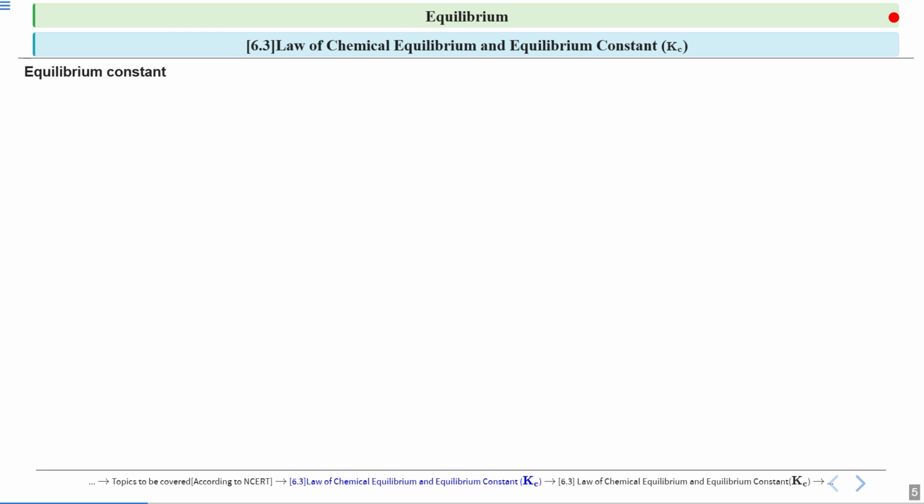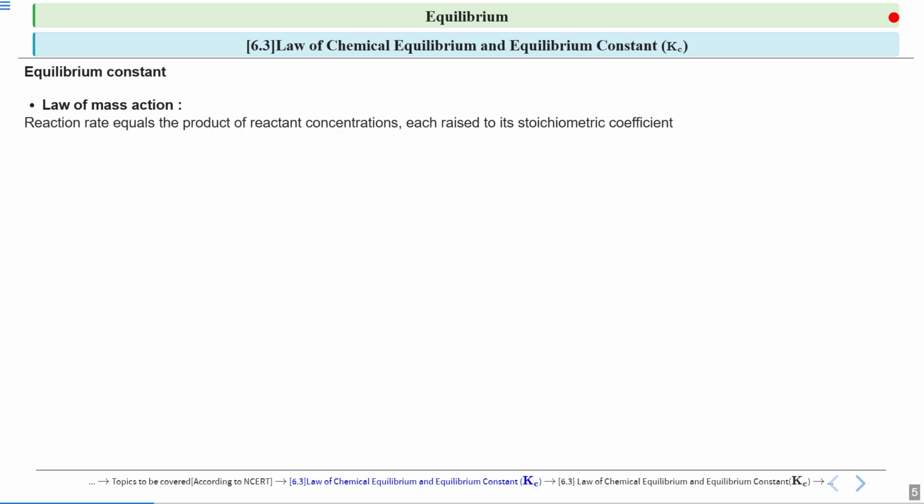So first, let us see what the equilibrium constant is. Now to understand that, you must know what the law of mass action is. According to this law, whenever you are considering a reaction, the rate of that reaction is equal to the product of reactant concentrations, where each concentration term is raised to its stoichiometric coefficient.